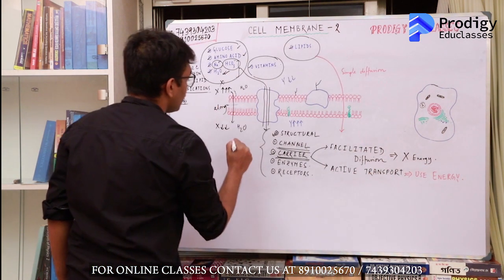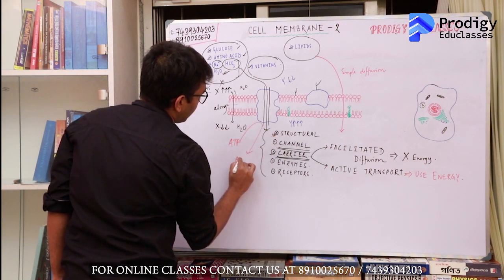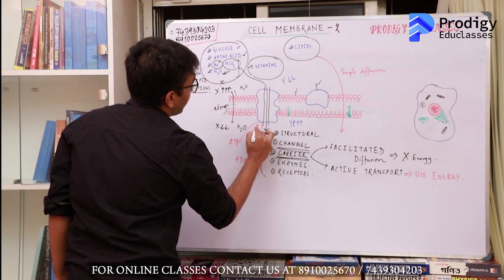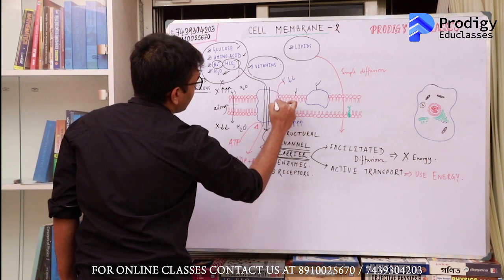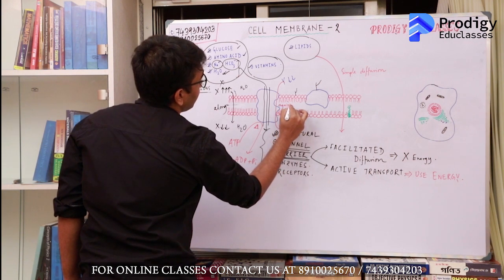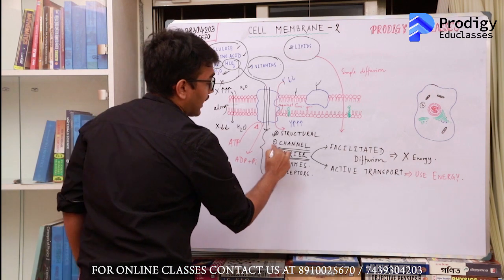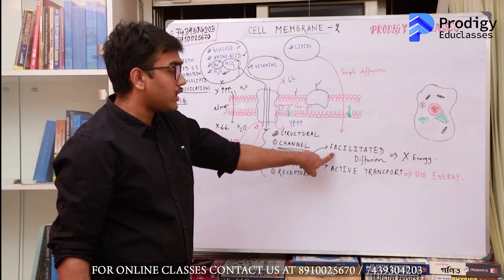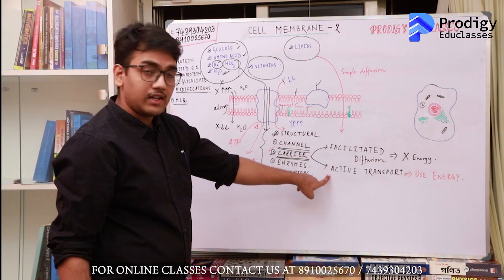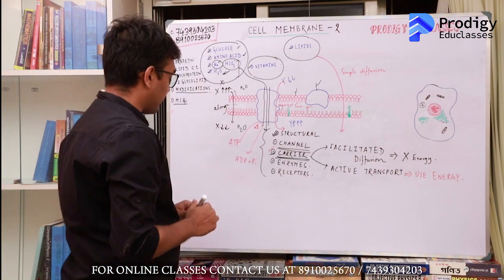Active transport will use energy in the form of ATP, break it down to ADP and phosphate, and this energy will help transfer Y from outside to inside against the concentration gradient with the help of a carrier protein. So facilitated diffusion is along the concentration gradient, it does not require energy. Active transport is against the concentration gradient, hence it requires energy.